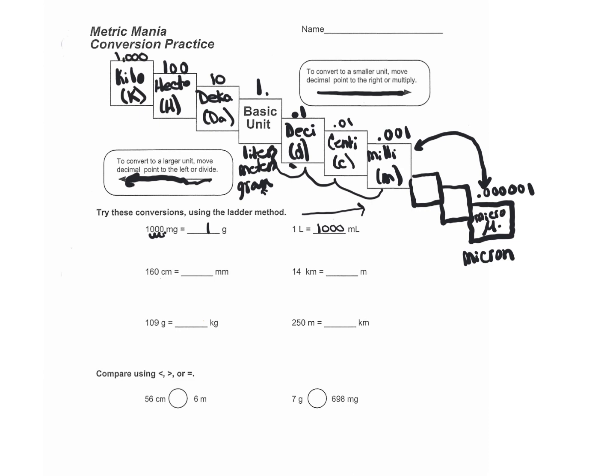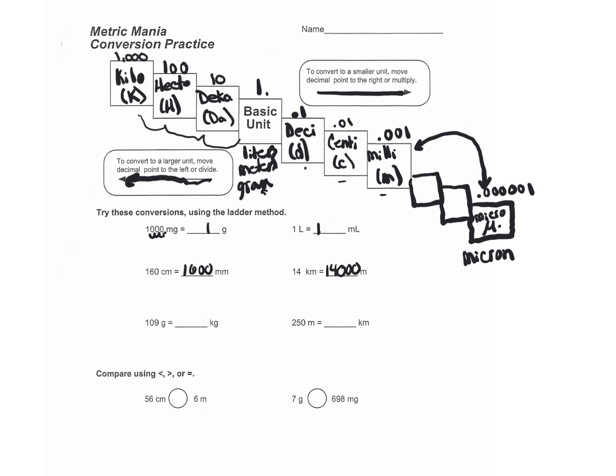Okay. So I'm going to go over the rest of these rather quickly. 160, we're going centimeters to millimeters. You're moving to the right, and you're moving 1 space. So 160 centimeters becomes 1,600 millimeters. Kilometers to meters. 1, 2, 3, again to the right. So we're starting with 14, and then we're moving to the right 3 spaces. What do you fill it in with? Zeros, 14,000.